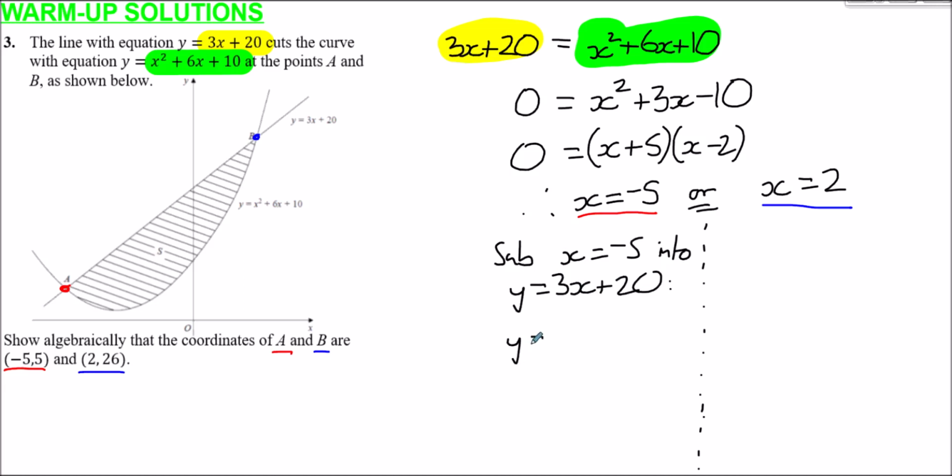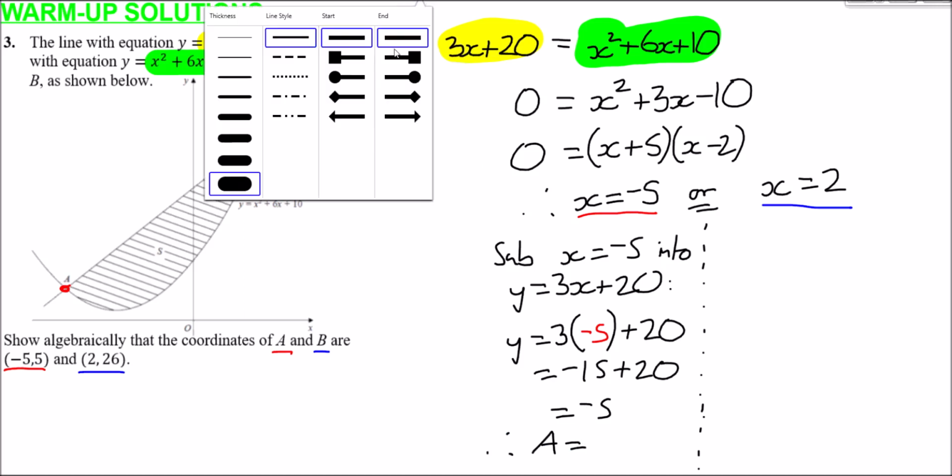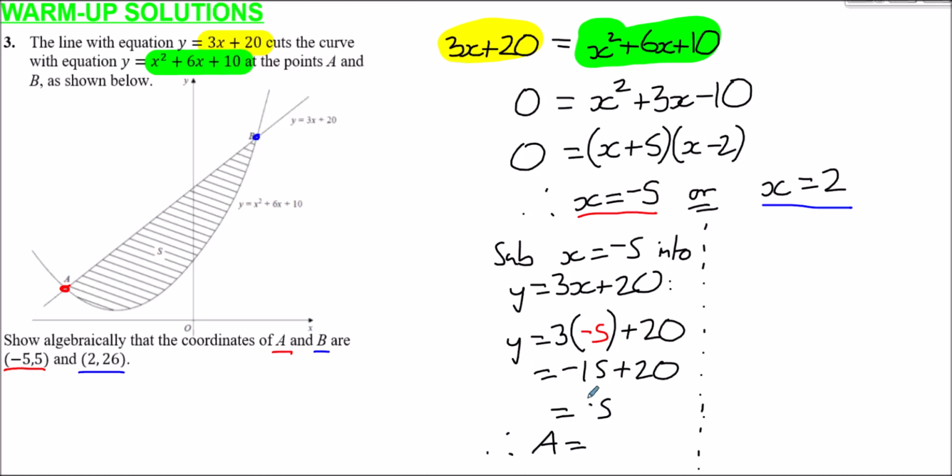going to get y equals 3 times -5 plus 20. 3 times -5 is -15. -15 plus 20, my apologies, gives us +5. So therefore A must be when x is -5 and y is +5.